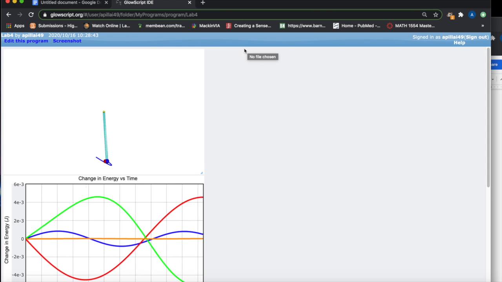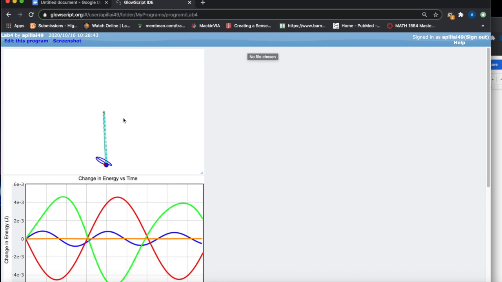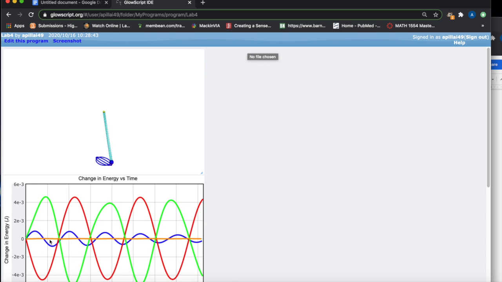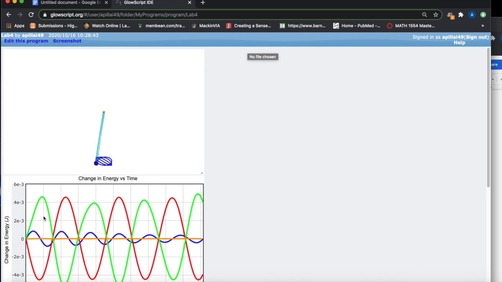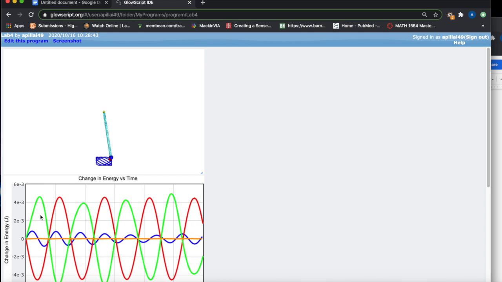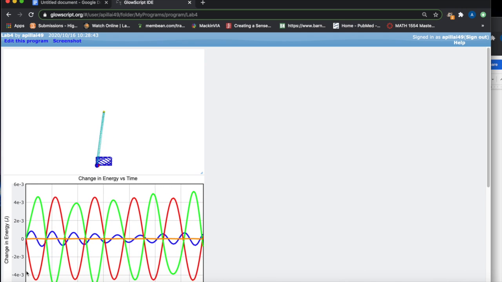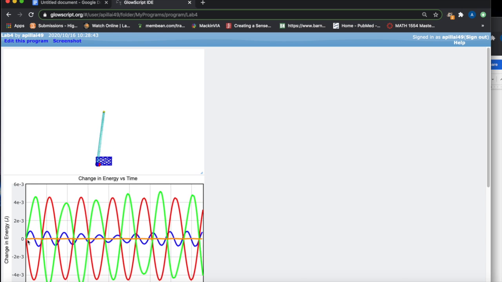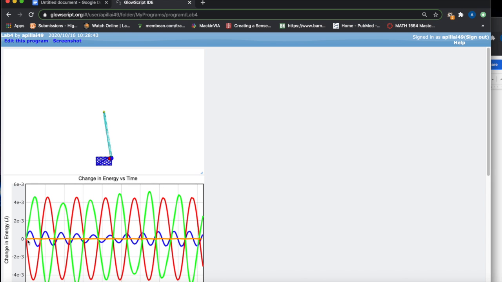So this is what the code looks like when it's run. The red dot is the actual position, and the blue is the model. The green line on the graph represents the change in spring potential energy, which is always directly opposite to the change in gravitational potential energy represented in red. The blue line, which oscillates twice as fast, is the change in kinetic energy, and the orange line, which stays at the center, is the change in overall energy. As you can see, the sum of the changes is 0.